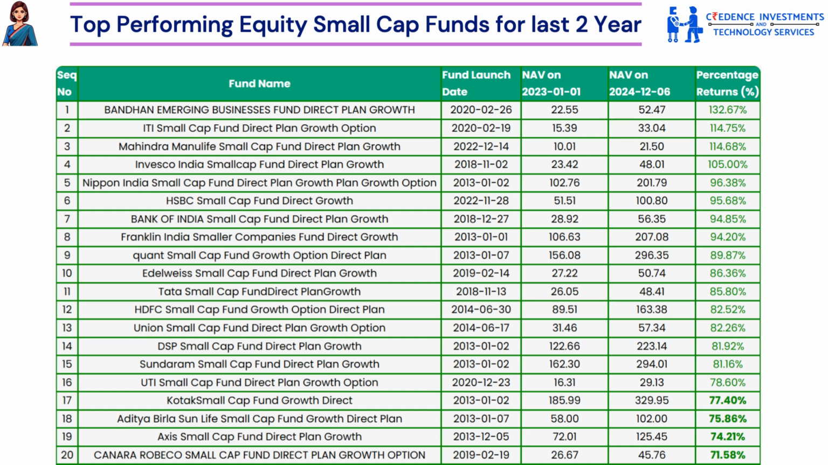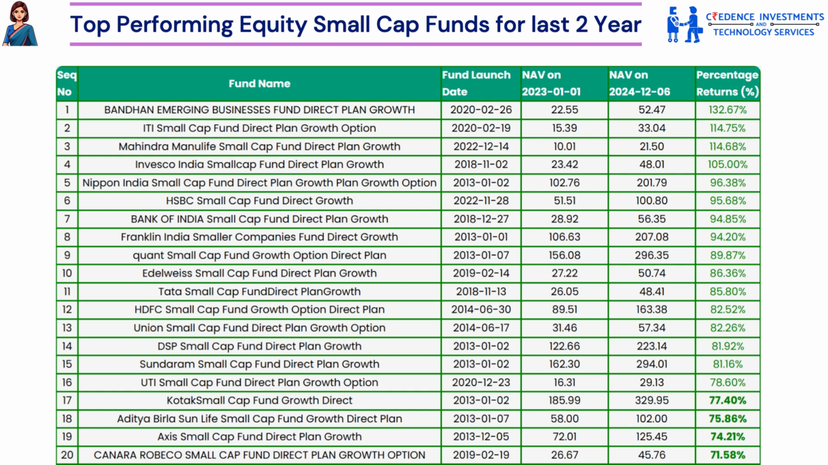Bandhan Emerging Businesses Fund Direct Plan Growth, 132.67%. ITI Small Cap Fund Direct Plan Growth Option, 114.75%. Mahindra Manulife Small Cap Fund Direct Plan Growth, 114.68%. Invesco India Small Cap Fund Direct Plan Growth, 105.00%. Nippon India Small Cap Fund Growth, 96.38%.